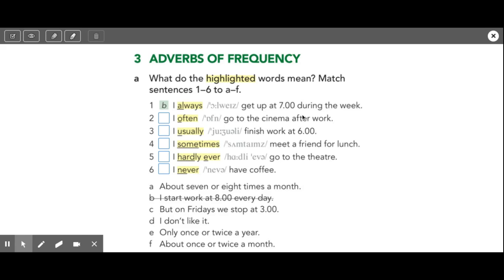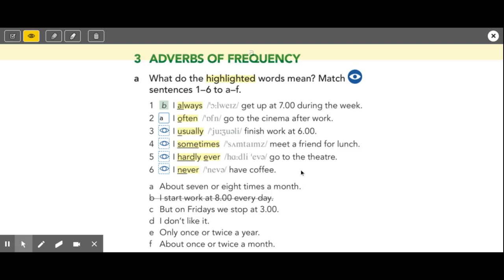I often go to the cinema after work. I usually finish work at 6. I sometimes meet a friend for lunch. I hardly ever go to the theatre. And I never have coffee. So which ones go with these? About 7 or 8 times a month? I think that's quite often, isn't it? Does that work with the one with the cinema? I often go to the cinema after work about 7 or 8 times a month. Wow, that is a lot. Shall we check? Is that A? And the answer is A.